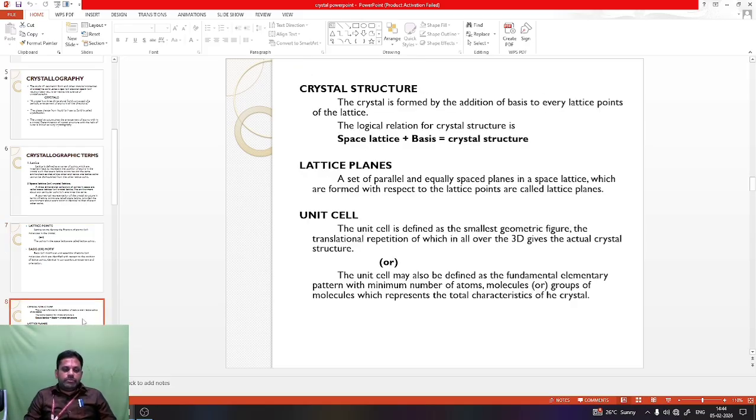So what about crystal structure? These lattice points and the group of atoms or molecules arranged at every lattice point in the 3-dimensional array give the complete structure of a crystal. So the space lattice and the basis give the crystal structure. So this is the logical relationship between space lattice and the basis.